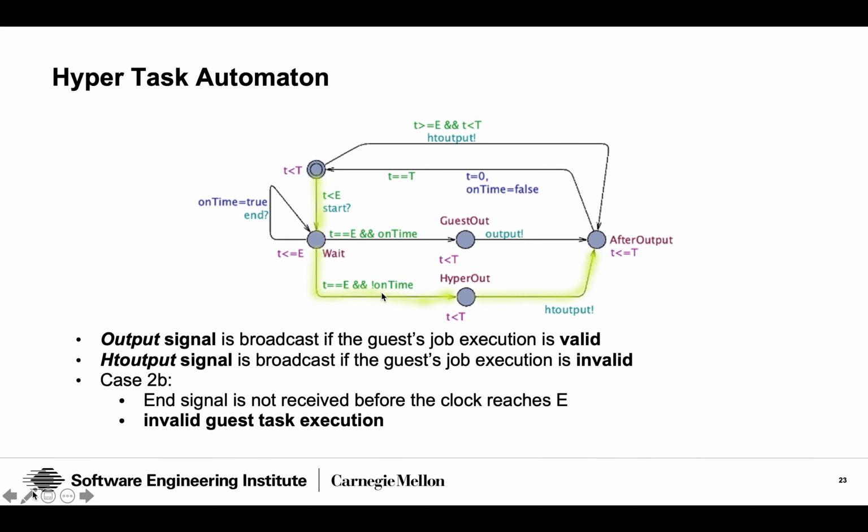The other case would be case 2b, where the end signal is not received before the clock reaches E. Then the automata goes from the wait state down towards here, and this means that the HT output signal will be broadcast, which indicates that the hyper task output should be used instead, since we have an invalid guest task execution.